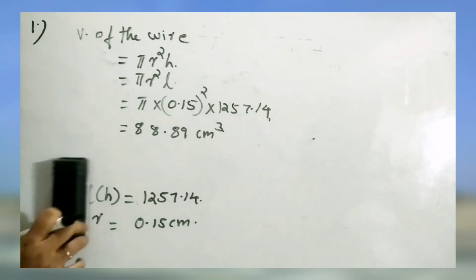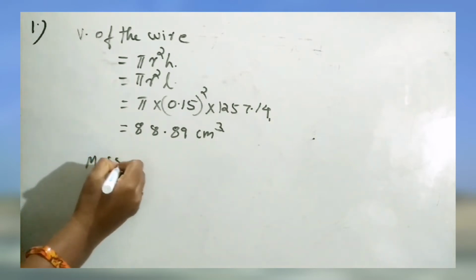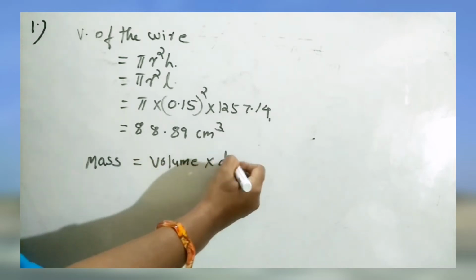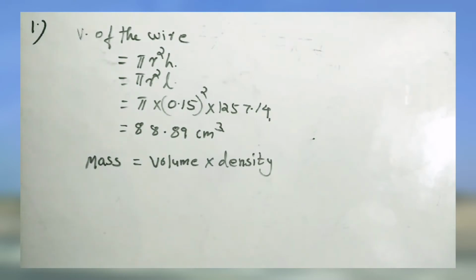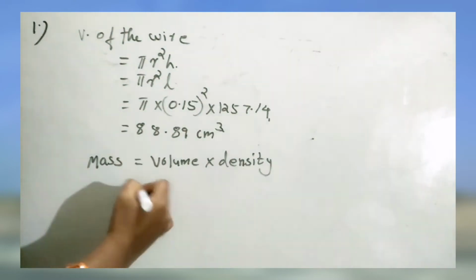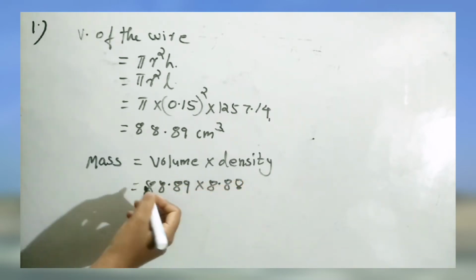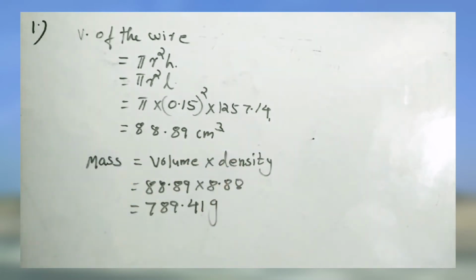Now we need to find out the mass. Mass of the copper wire is equal to volume into density. Density is given in the question, that is 8.88. So volume is 88.89 into 8.88, which is equal to 789.41 gram. This is the mass of the copper wire.